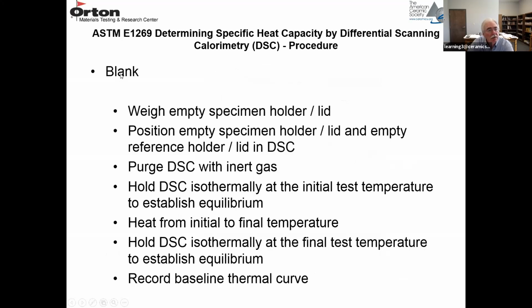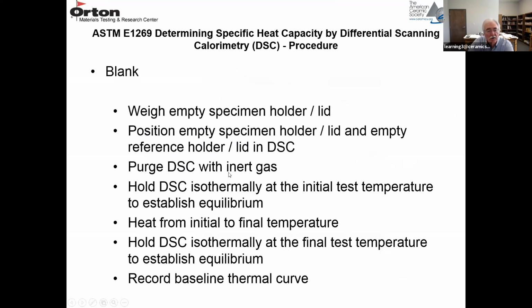So the first step is to run a blank. So you put the empty specimen holder and lid in the sample position. So position the empty sample holder and lid and the empty reference holder and lid in the DSC.